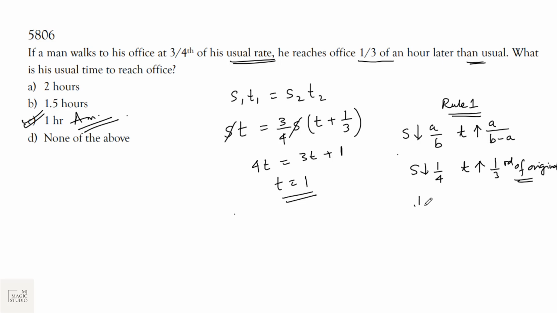Now it is given that 1/3 of usual time is 1/3. That means usual time taken is 1 hour. 1/3 divided by 1/3 is 1 hour. You'll get 1 hour straight away.